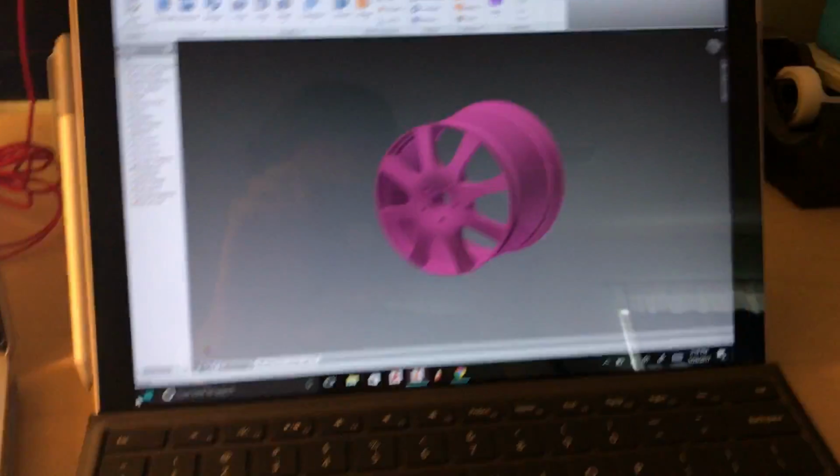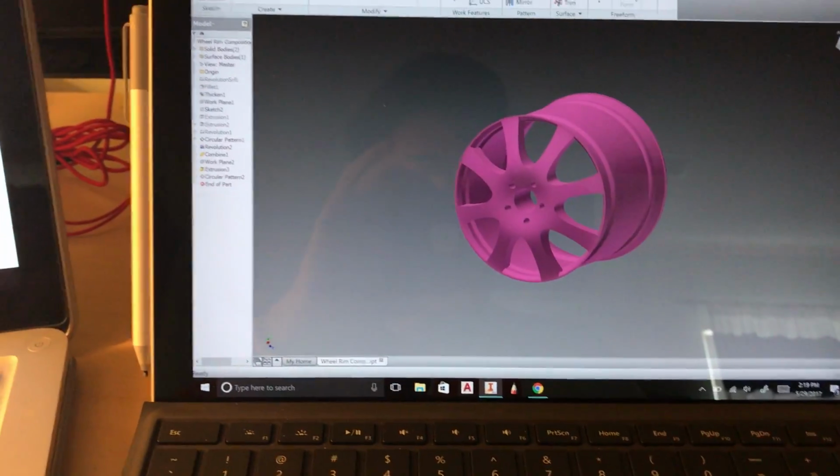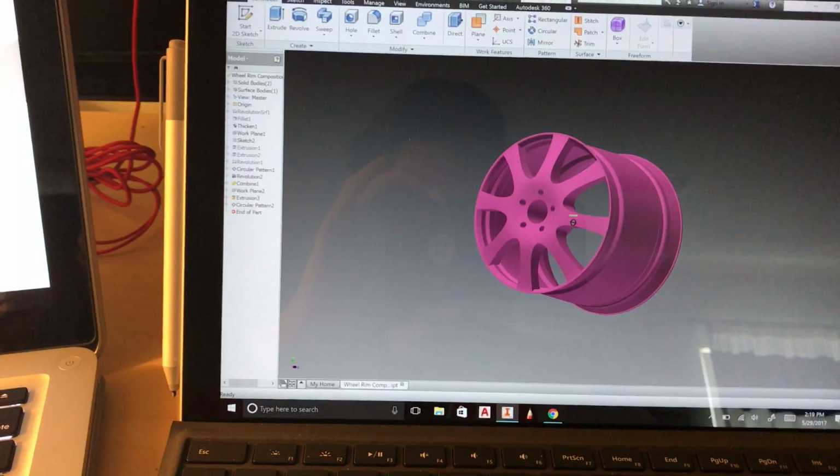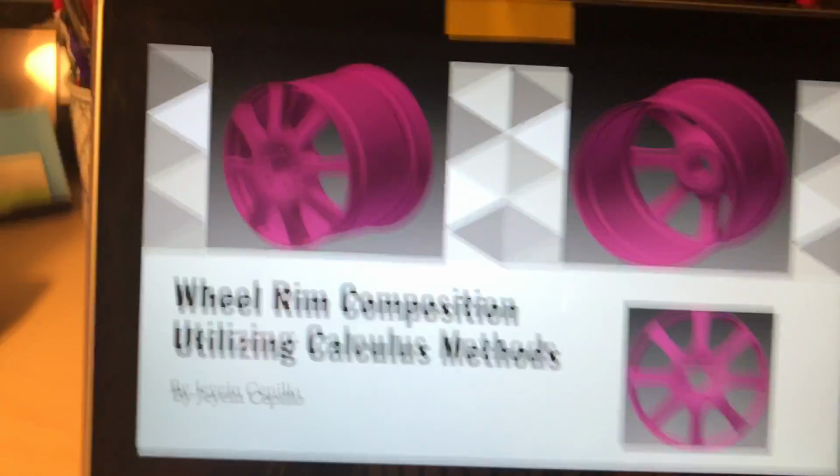Hey guys, so for the final math project for Calculus 2, Mr. Chouikha told me to make a wheel rim using AutoCAD and calculus methods, so this is what I tried to do. I'll be showing you guys how I made this wheel rim using calculus methods.